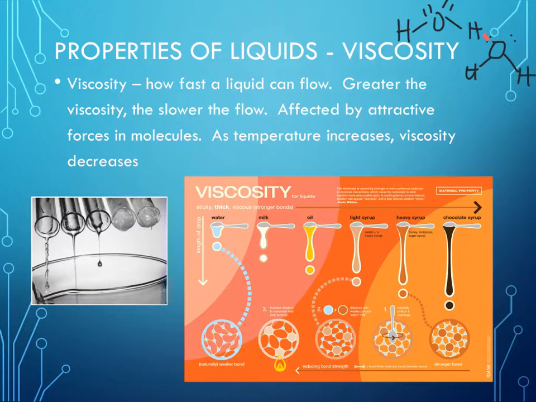Okay, if you can zoom in and look at this other image here on the right, it says this is water, milk, oil, light syrup, heavy syrup, and chocolate syrup, and you can see that the image shows that they flow much slower as you progress, and so the viscosity is much higher on the side. So we would say that the chocolate syrup has a very high viscosity, and that's because the substances do not move past each other very well at all.